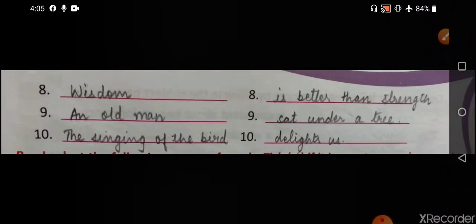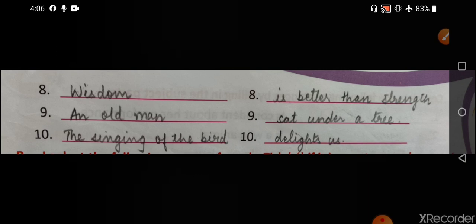The singing of the bird delights us. This question is the same as question number 4, where we were talking about the deer. Here also we are talking about the bird, but we'll not write bird alone under the subject column and the rest of the sentence under the predicate. We'll use all the words that are till bird. The singing of the bird will come under subject and delights us will come under predicate.